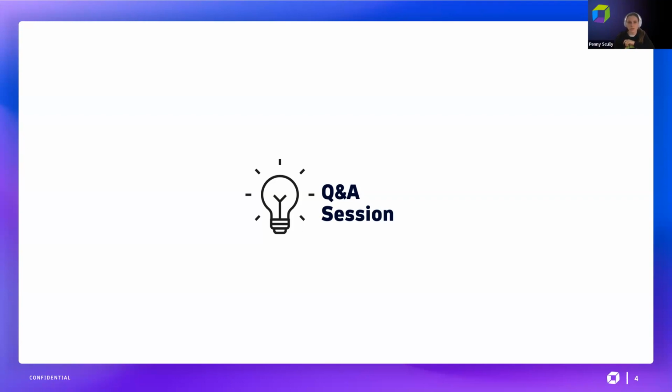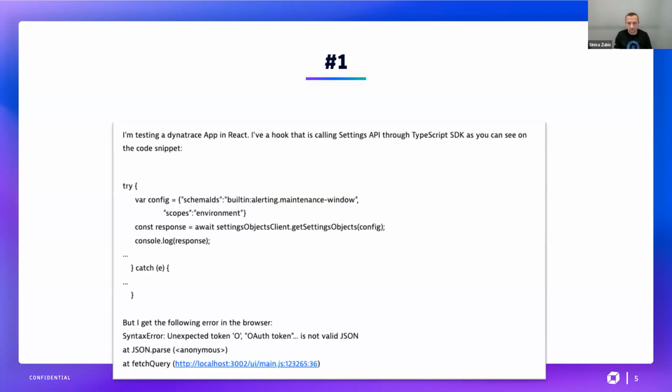Okay, should we take a look at the first one, Cindy? Yeah, sure. Cool. So the first question is about someone who has been getting an error calling their API settings within their app. So maybe we can explain this error a little bit, Cindy, and where they've gone wrong.